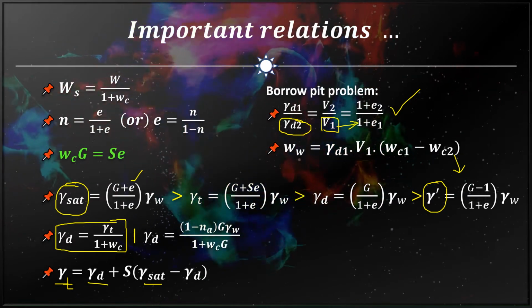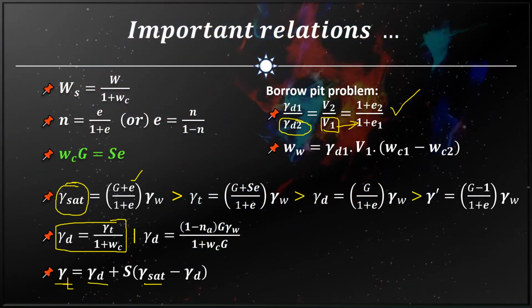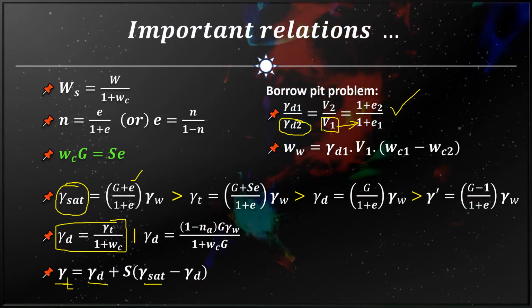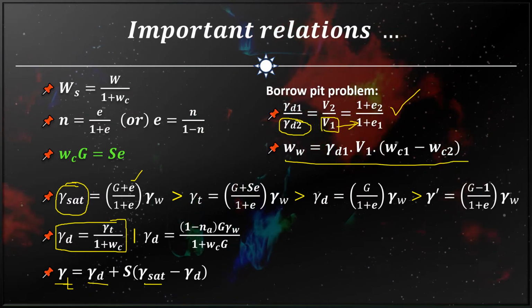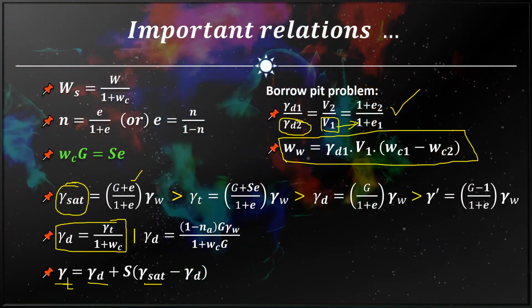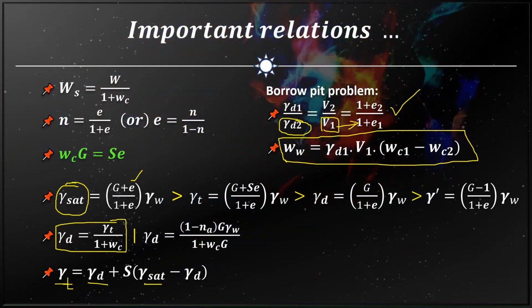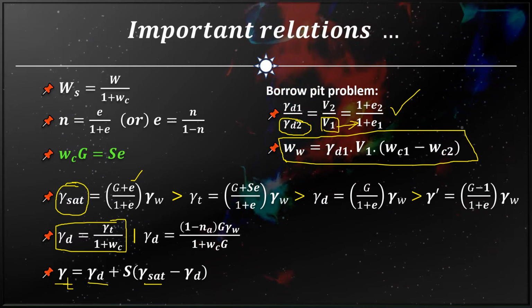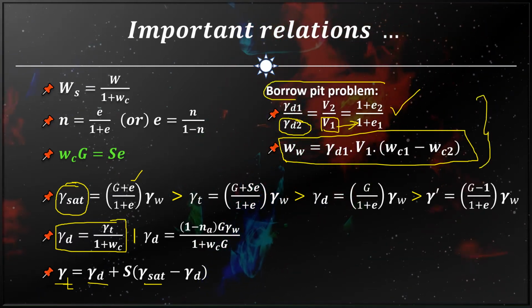Another thing is, what is the weight of water to be added after compaction? So what is the weight of water to be added in the embankment? That will be found by using this formula. Weight of water to be added is gamma D1 into V1 into the difference between water contents of borrow pit and embankment. So these two relations are important regarding the borrow pit problem.